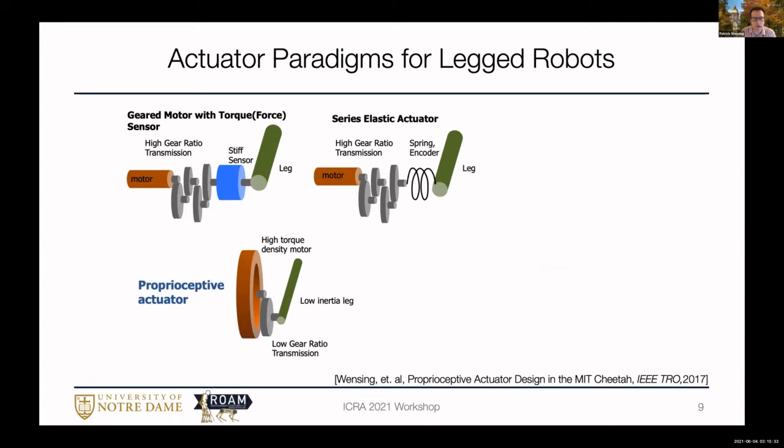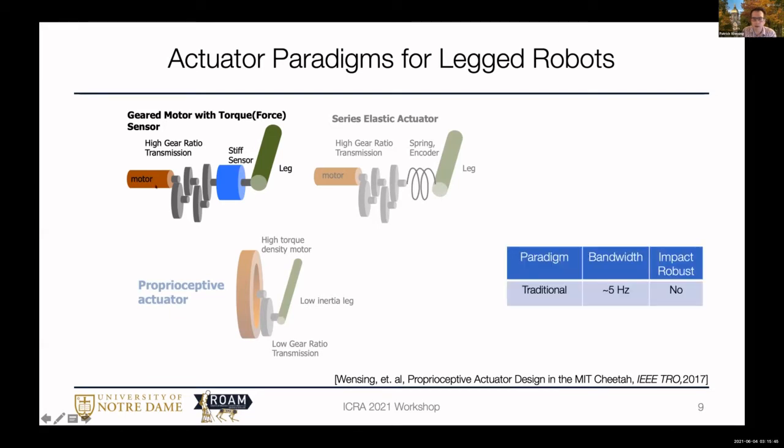So how does this compare to other actuation paradigms? Well, let's consider perhaps the most common one, where we've got a motor and a high gear ratio transmission and a stiff torque sensor, and then our high inertial leg. So here, you can do feedback control on this stiff torque sensor, and empirically, we've seen closed loop force bandwidths of 5, I would say probably in more of the recent DLR hardware, probably up closer to 30 in some of them. But these designs are kind of fundamentally not impact robust.